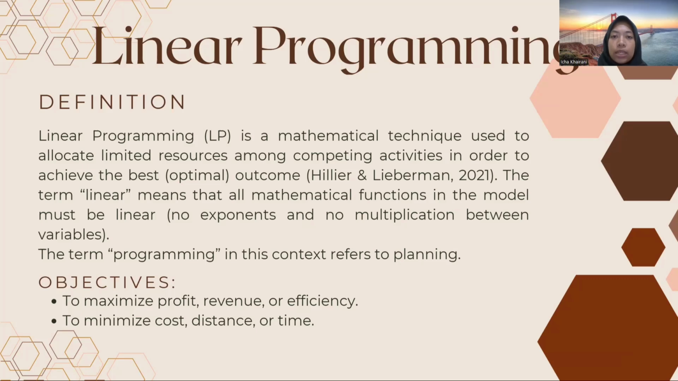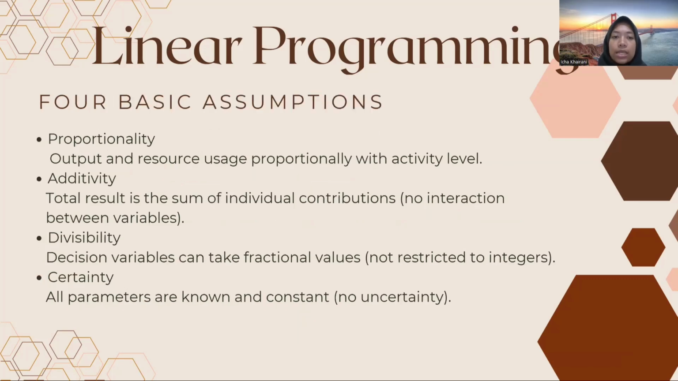The objectives of linear programming are to maximize profit, revenue, or efficiency, and to minimize cost, distance, or time. The four basic assumptions for linear programming are, first, proportionality: the output and resource usage change proportionally with activity level. Second is additivity: the total result is the sum of individual contributions, with no interaction between variables. The third is divisibility: decision variables can take fractional values and are not restricted to integers. The last is certainty: all parameters are known and constant, with no uncertainty.